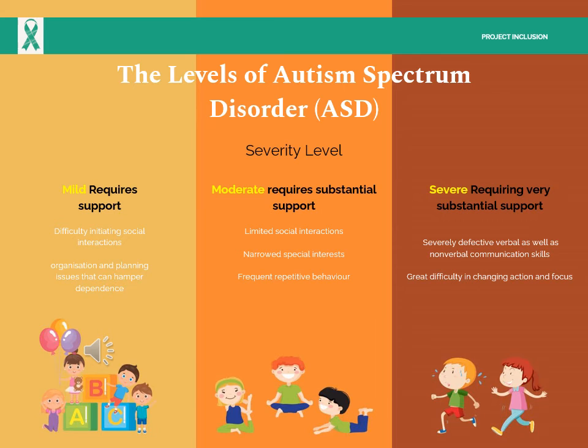When we talk about moderate level, which overall requires a substantial level of support by the teachers, parents and caregivers, we can also see these children have limited social interaction, narrowed special interest, and they mostly involve in certain repetitive behavior. Lastly, we will talk about severe level of autism spectrum disorder.